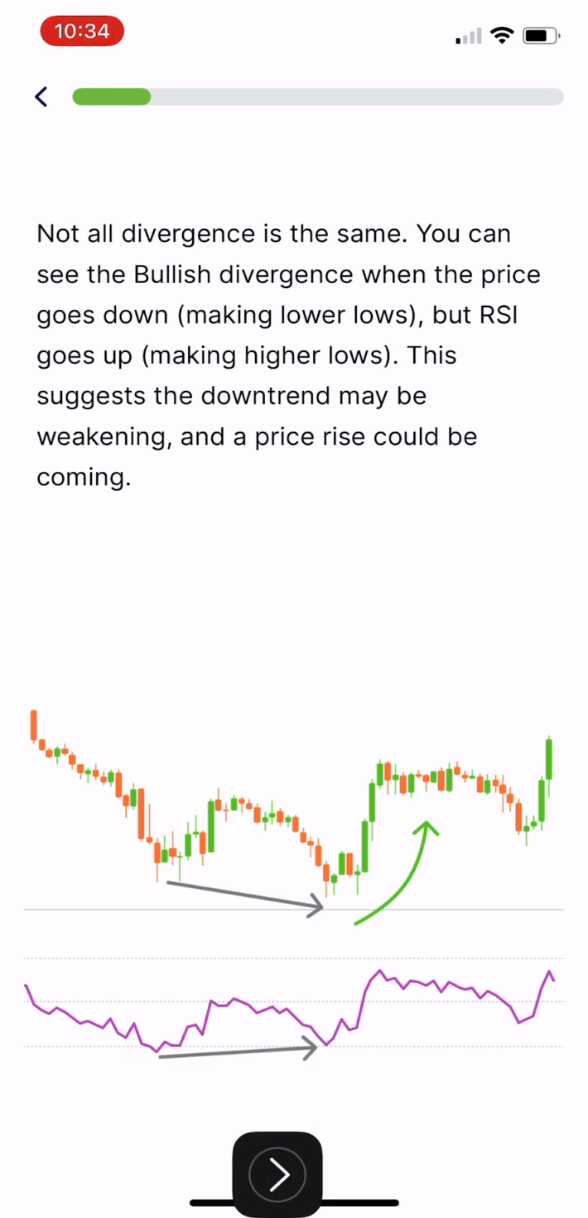Not all divergence is the same. You can see the bullish divergence when the price goes down, making lower lows, but RSI goes up, making higher lows. This suggests the downtrend may be weakening, and a price rise could be coming.